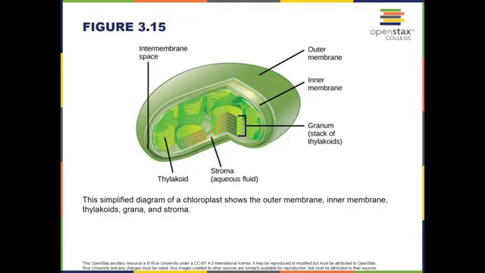Here's a chloroplast. Like the mitochondria, it has an outer and inner membrane. However, in its inner membrane, the fluid stroma also contains stacks of thylakoids, and a stack of thylakoids is called a granum.